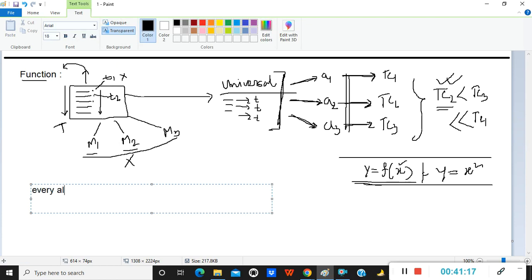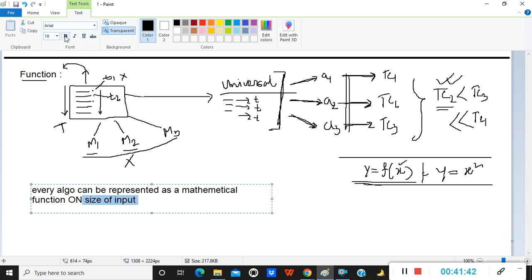So I can write: every algorithm can be represented as a mathematical function of the size of input. So this is the term: size of input, size of n.